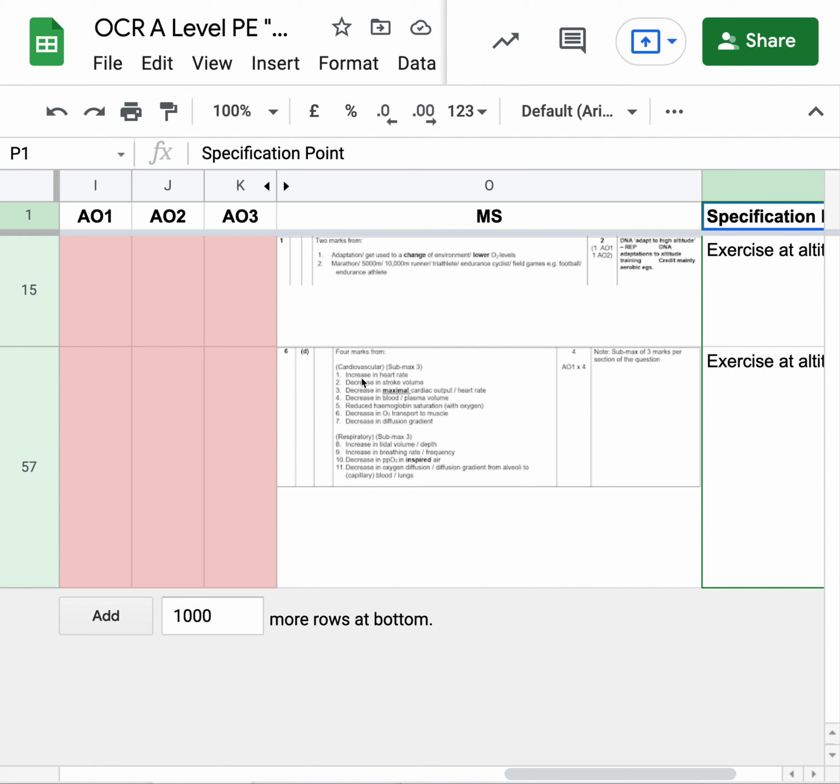I know it's not super clear. But first of all, it says cardiovascularly, if we get to altitude, we're going to have an increased heart rate. That is absolutely correct. Okay, so that is absolutely true. But it then goes on to state a decrease in stroke volume, a decrease in maximal cardiac output, a decrease in blood plasma volumes. All of these points are incorrect. Okay, so these are not actual effects of being at altitude.